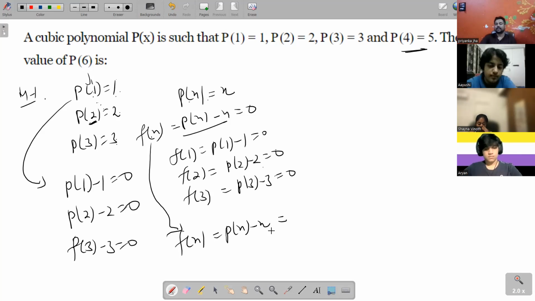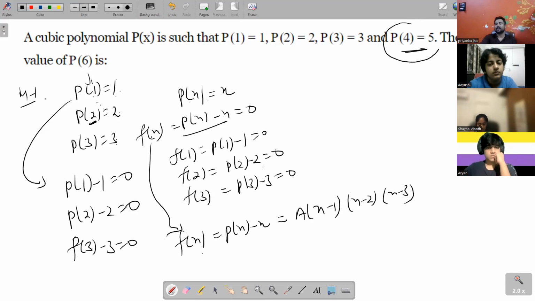Correct? So this function can be factorized like this: x minus 1 into x minus 2 into x minus 3. But I have no idea about the leading coefficient of this function, right? So let it be a. So this information I will use here to find the leading coefficient. Put x equal to 4 here.